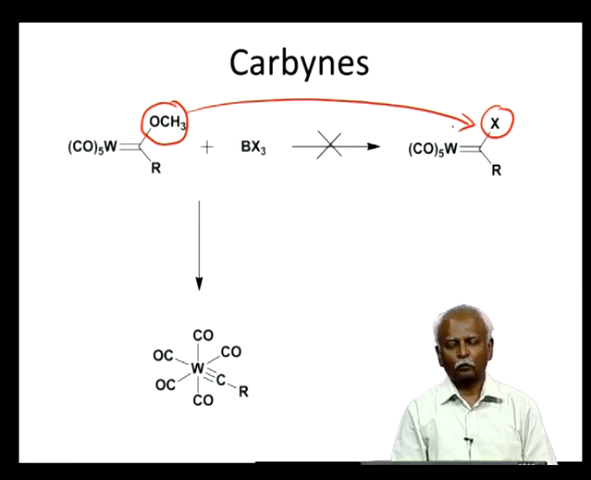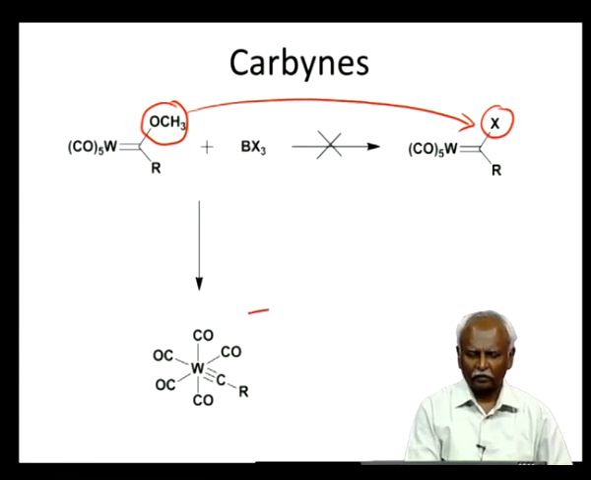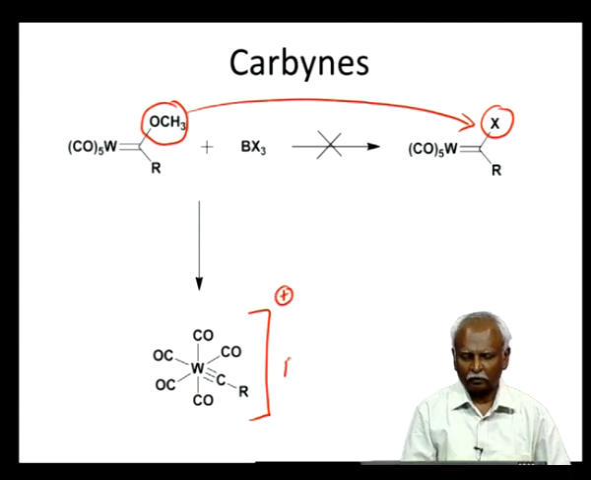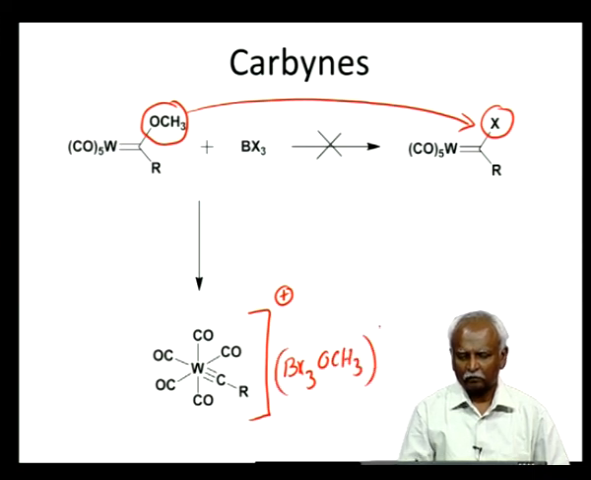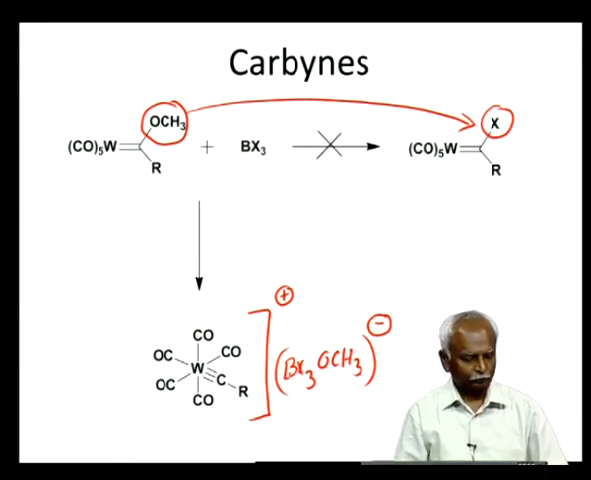So, let us take a look at some of these molecules, how they are made, and this would have a net positive charge and BX3, OCH3, and a negative charge to compensate for the extra halogen atom on the boron.